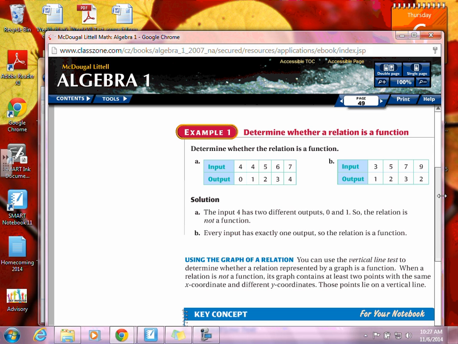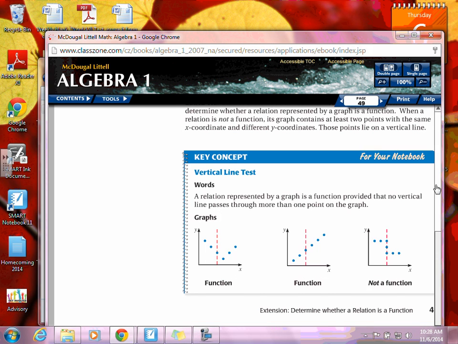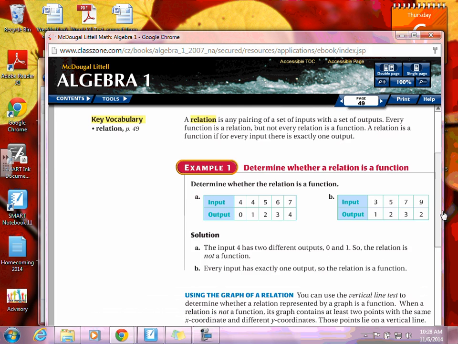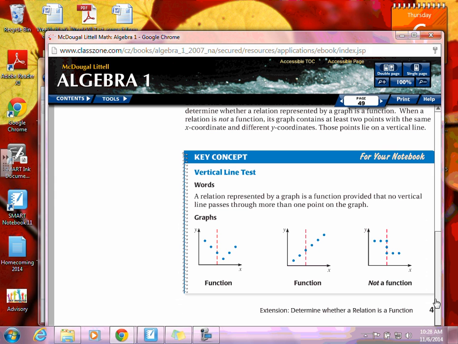Okay. Let's go further down on page 49, and this kind of gives you an idea of what this means. Do you see that red dotted vertical line? If I slid it back and forth, would it touch more than 1 dot? No, it wouldn't. If I take this vertical line, not horizontal, but vertical, and go like this, will it pass through more than 1 dot? No. Now, I'm taking this vertical line. Do you see how many dots it passes through? It passes through 3 dots. So this is not a function.